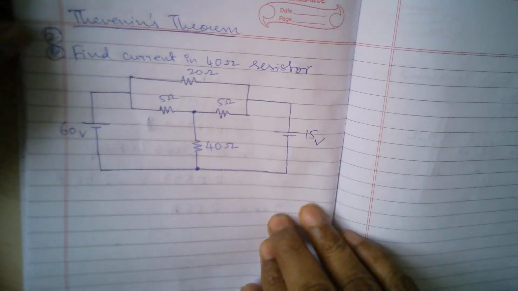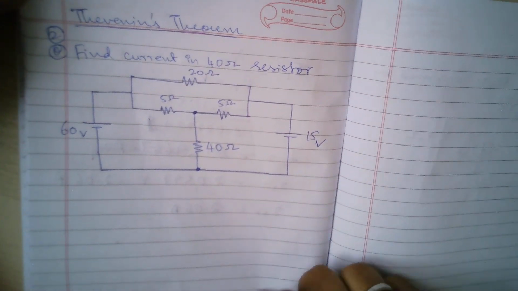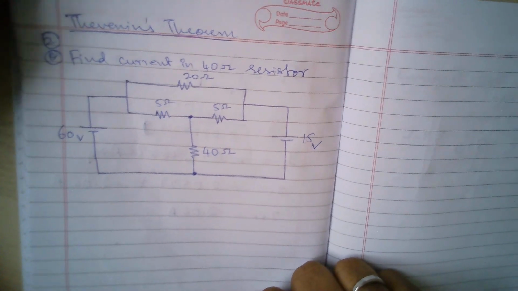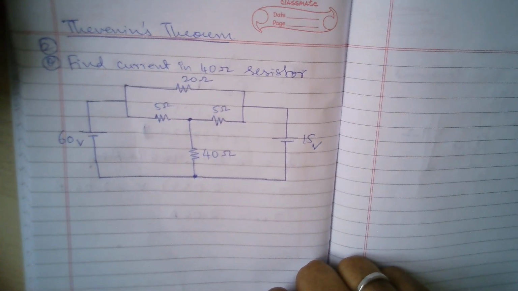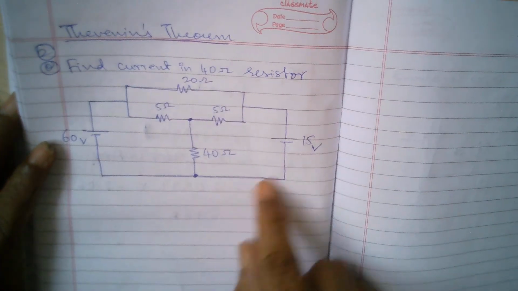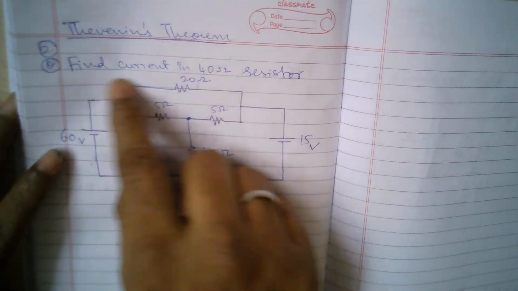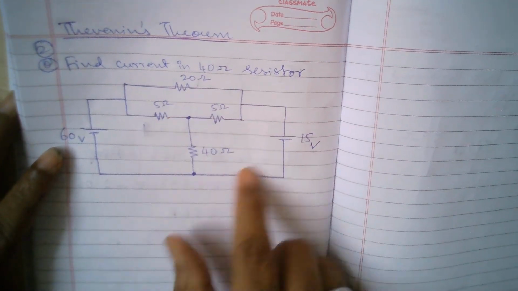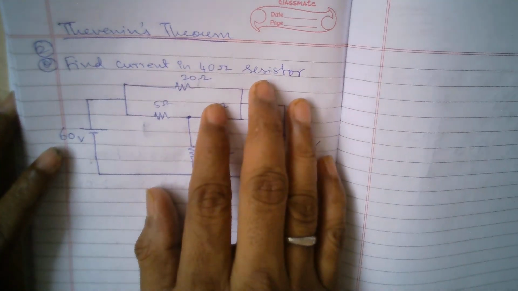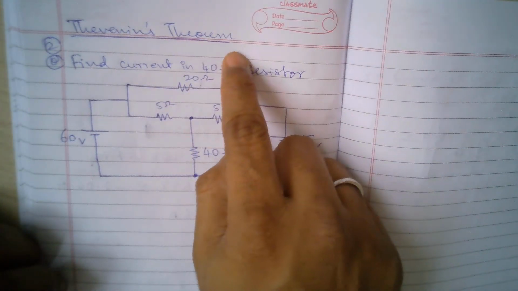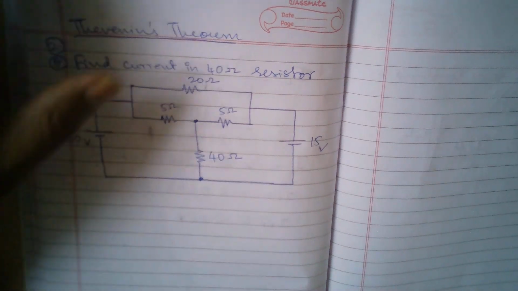Hello everyone. Welcome to another problem solution on Thevenin's theorem. Here we are going to solve this particular question: find current in 40 ohm resistor. This is a playlist in which we are solving all the problems using Thevenin's theorem.